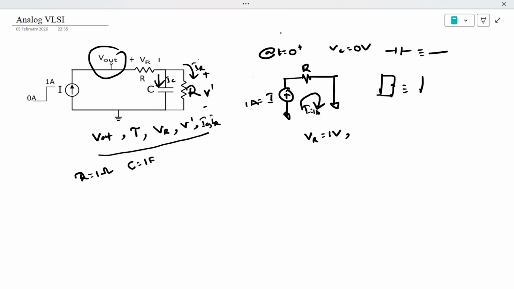Now next, V dash. V dash will be 0 volt, right? Because it is short circuit. V dash means the voltage across the capacitor in parallel with the resistor, so it will be 0 volt. And next, IC, the current flowing through the capacitor. IC at 0 plus is 1 ampere, because the complete current is flowing through the capacitor only. And IR at 0 plus will be 0 ampere, because no current is flowing to that part, as the capacitor is offering very little resistance.